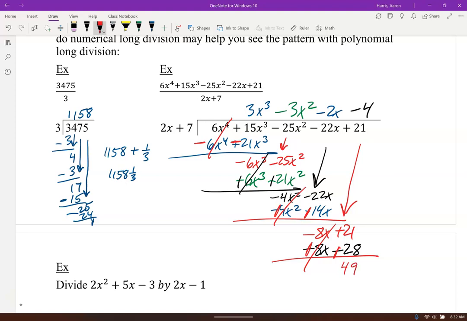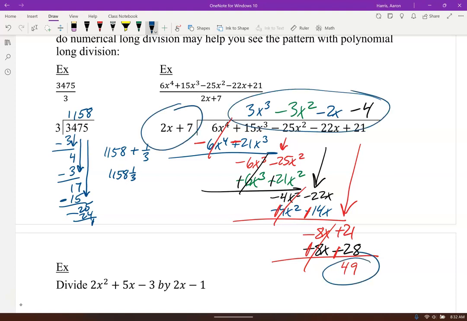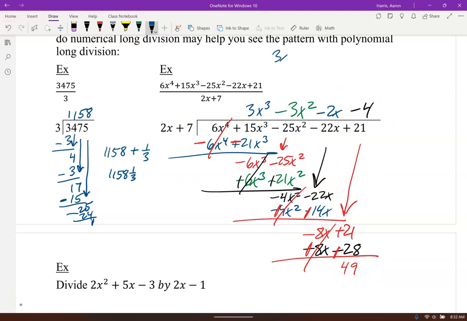So our answer is quotient plus remainder over divisor, just like with the numbers. So let's write it. 3x cubed minus 3x squared minus 2x minus 4 plus remainder was 49 over divisor, 2x plus 7.